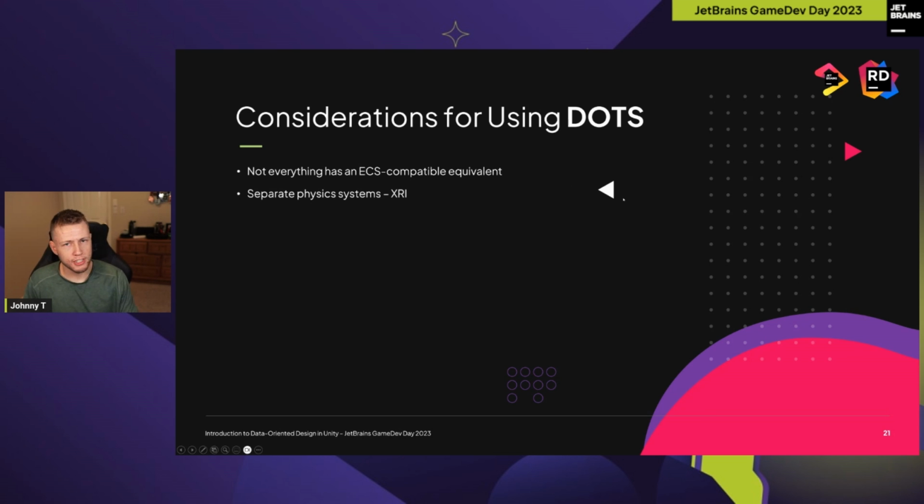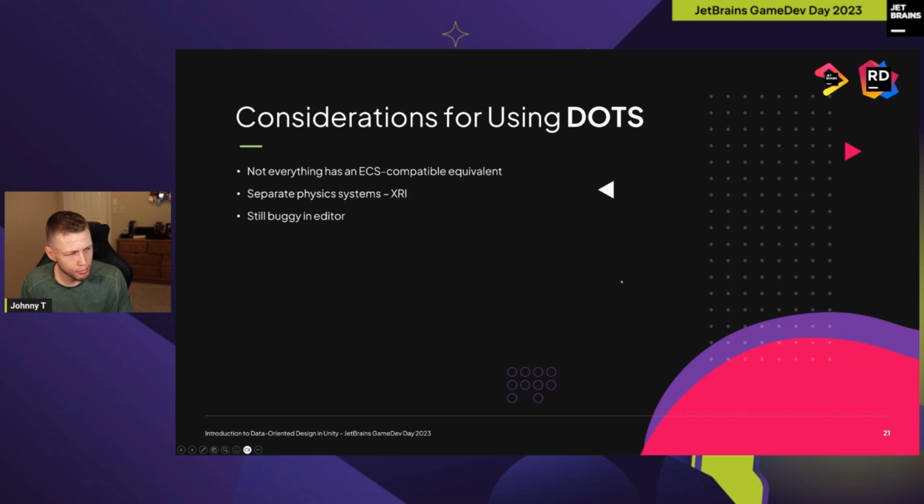So there are separate physics systems. If you are using the DOTS physics system, it's not going to interact with the regular Unity physics system. The main place that I've noticed this to be an issue is with the XRI, the XR Interaction Toolkit, because that is all based off of the regular physics system. So if you are using the DOTS physics system side by side with the XRI and the regular Unity physics system, you're going to have to do some things to make sure that things stay in sync, and you have to manage two physics worlds at this point.